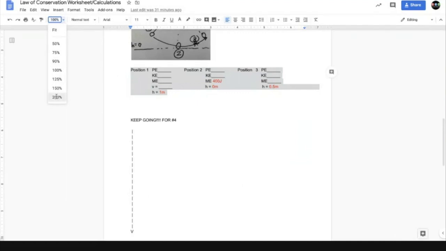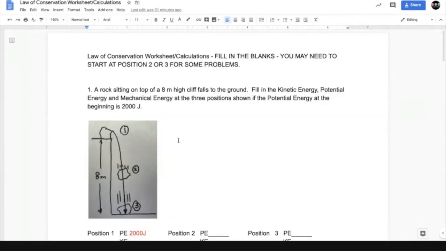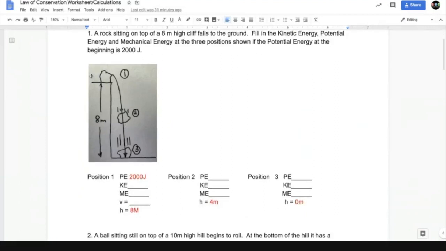All right, so today what you're going to be doing is you are going to practice some of these techniques that I just showed you, and we're going to look at 4 different situations. The first one will be you've got a rock sitting on top of a cliff. The cliff is 8 meters high, and what is the potential energy at the beginning? I actually give you the potential energy, so you don't even have to calculate that. But you know that it's not moving, so what's the kinetic energy? What's the total mechanical energy? And then at those 2 other positions, figure out those same things. And I do give you the heights at those 2 other positions.